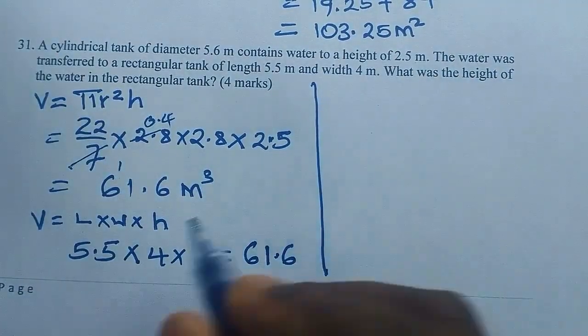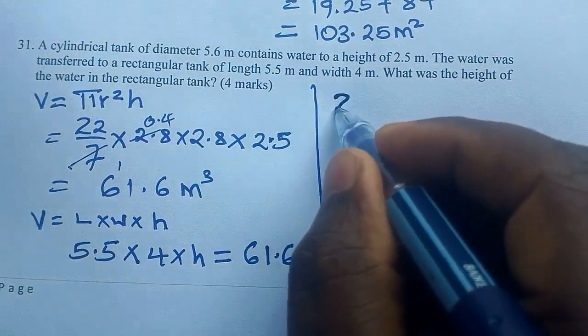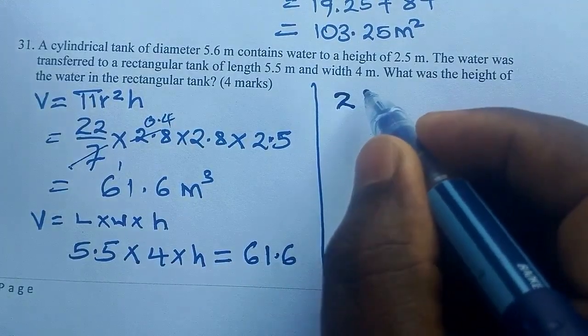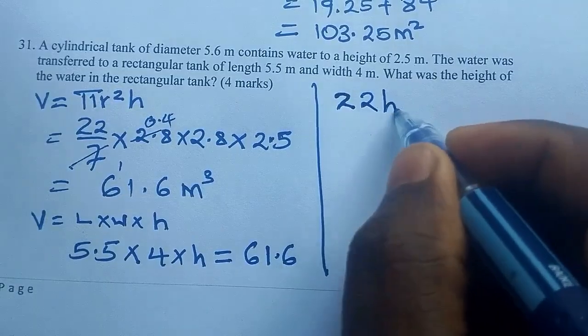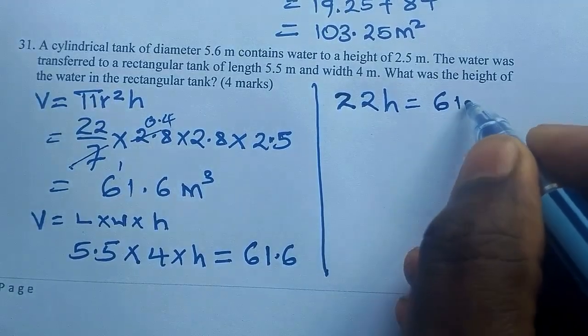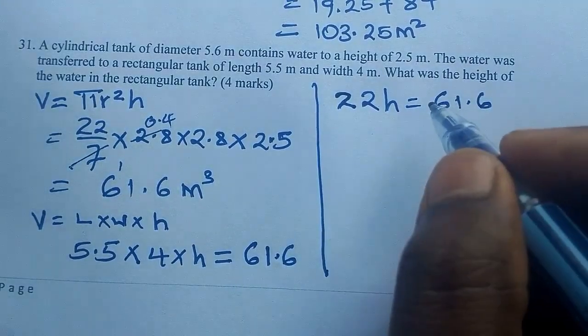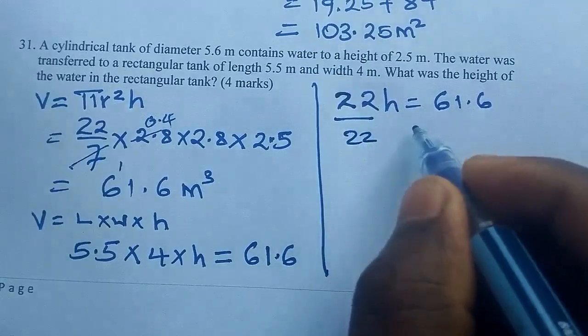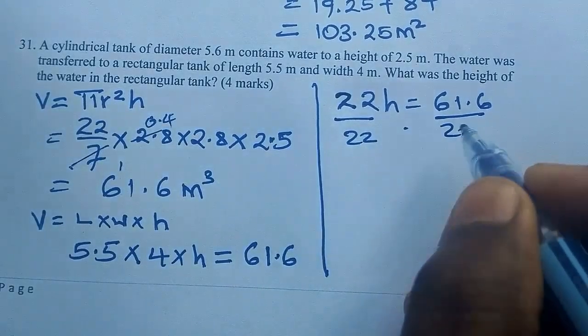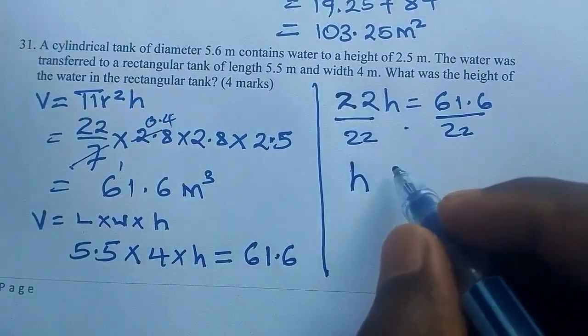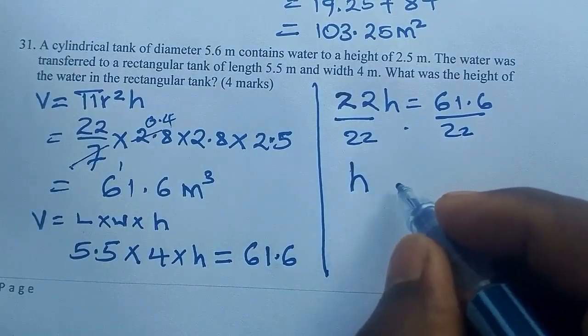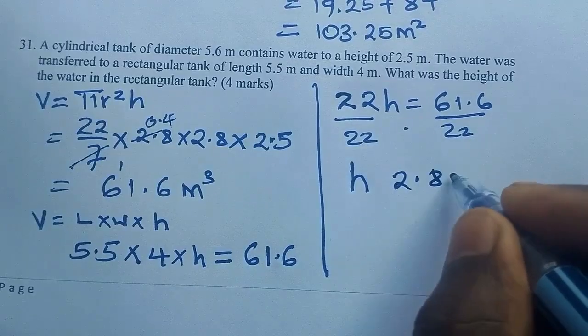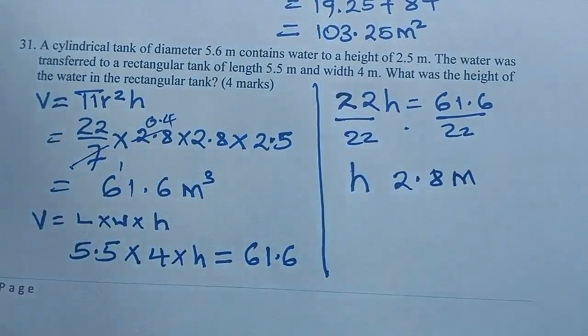So 5.5 times 4 will be 22. 22 H is equal to 61.6. So we want H, we divide both sides by 22. So the height of the rectangular tank is 2.8 meters.